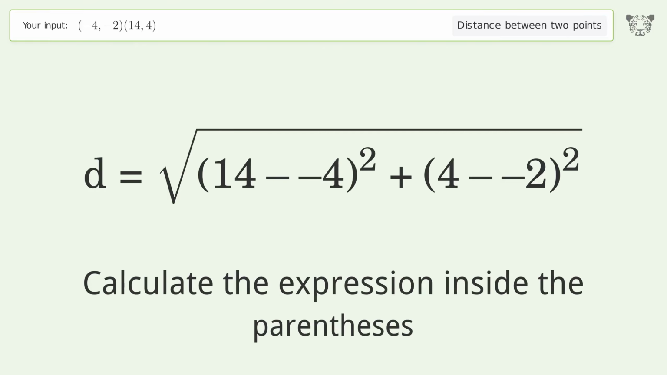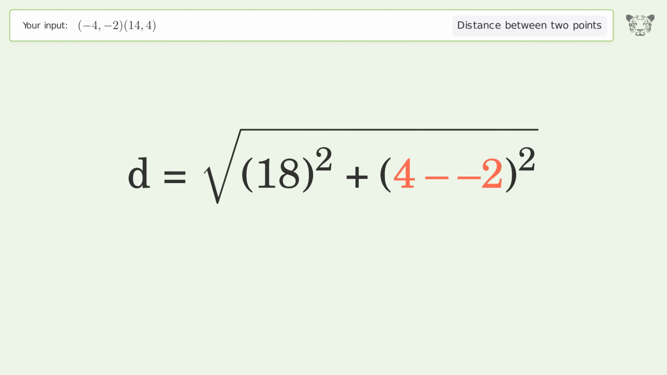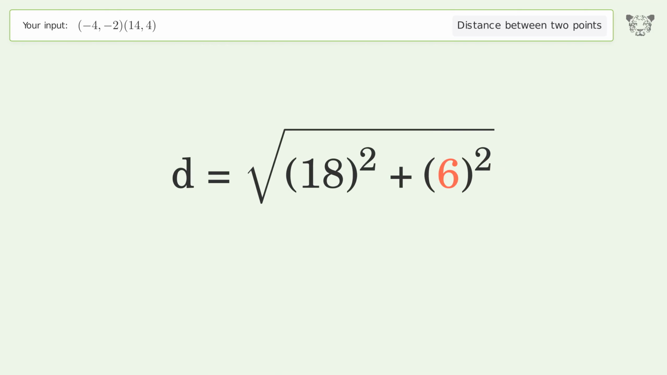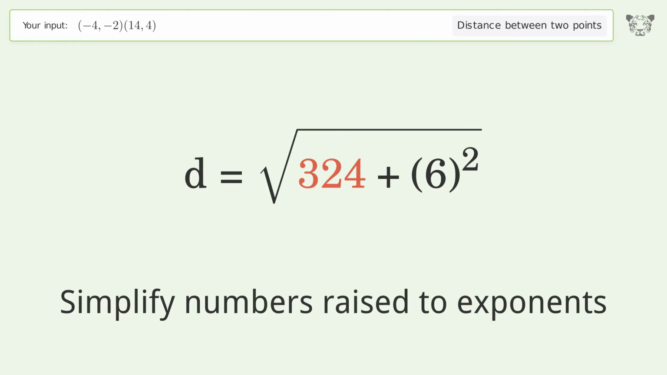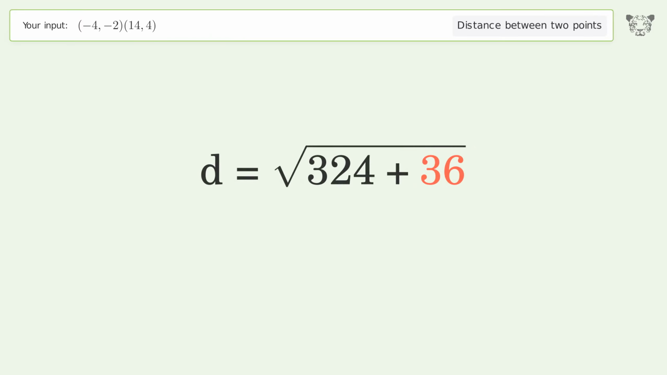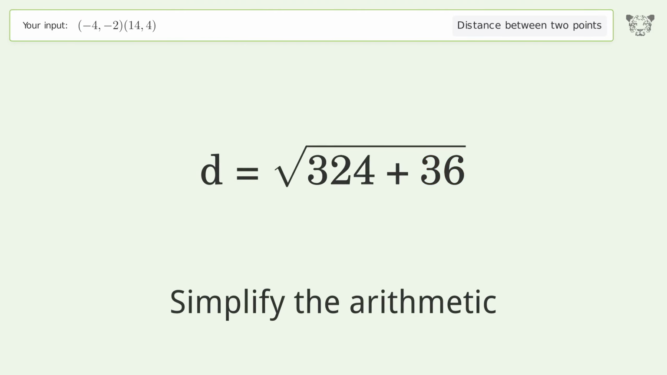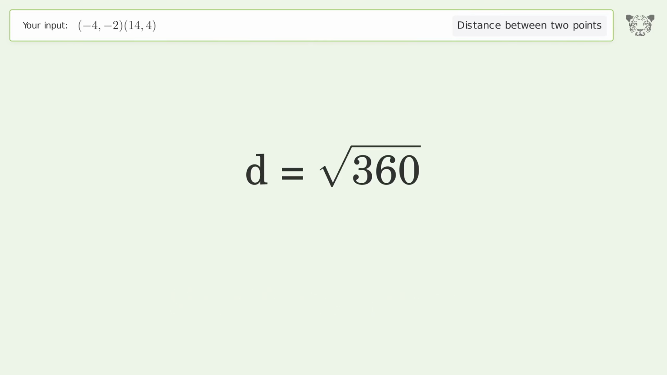Calculate the expression inside the parentheses. Simplify numbers raised to exponents. Simplify the arithmetic. And so the distance between the 2 points is the square root of 360, or 18.974.